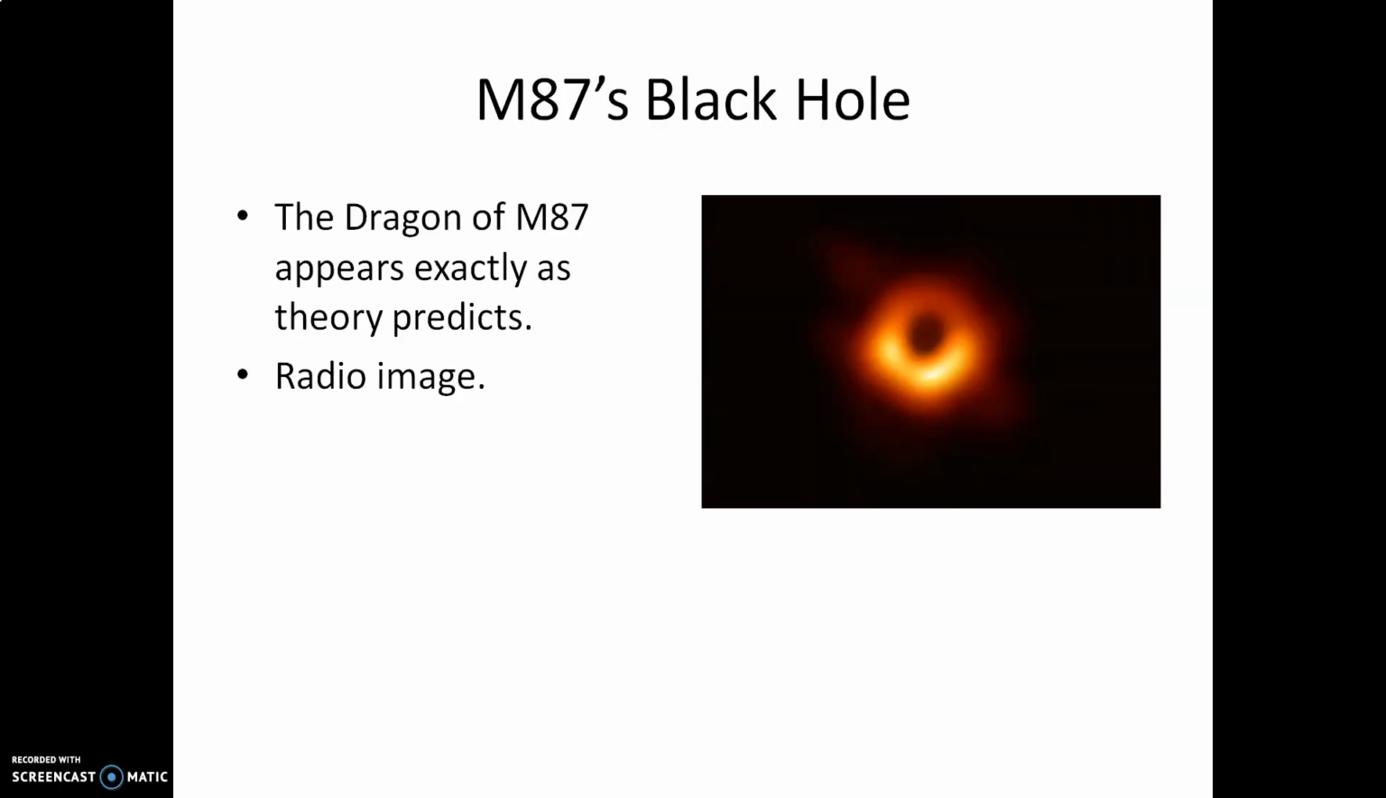Okay, right here is an actual photograph of a black hole. This is the black hole that's at the center of the huge galaxy M87 at the center of the Virgo supercluster. This right here is actually a radio image of the black hole, and the black hole appears exactly as the theory predicts.